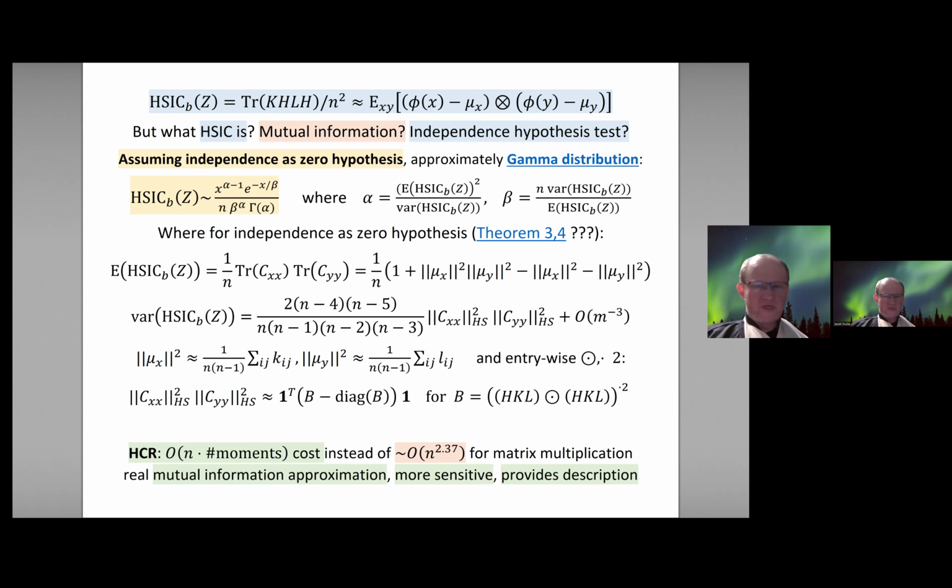Yes, I will show a benchmark later, but generally, as mentioned, this is extremely costly, especially this matrix multiplication. Also in HCR, we have a cost linear in the number of moments we are considering. So it will be a real mutual information approximation, at least not exactly, but in benchmarks, at least some simple benchmarks, it's more sensitive, can find dependencies when they are weaker and point them out. It provides a description of the dependencies.